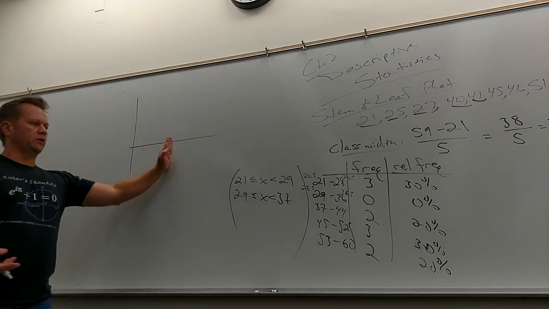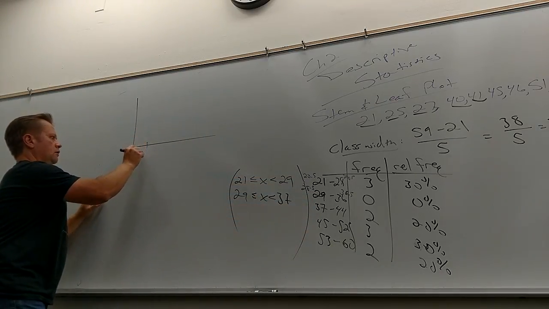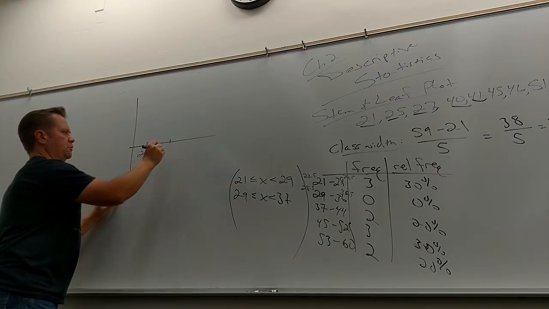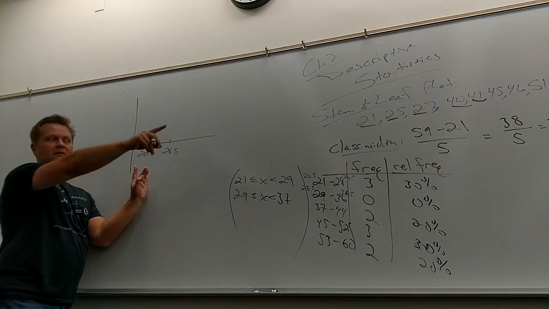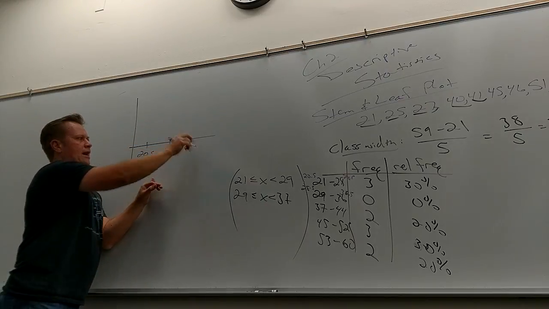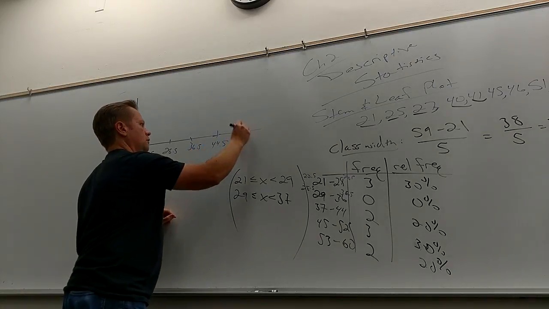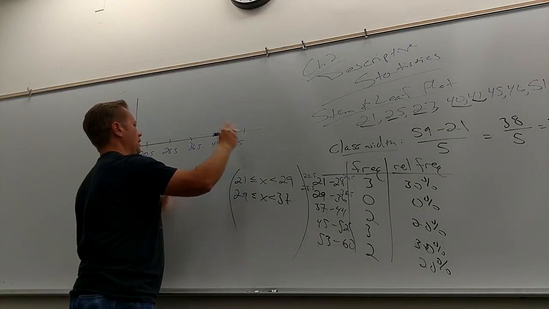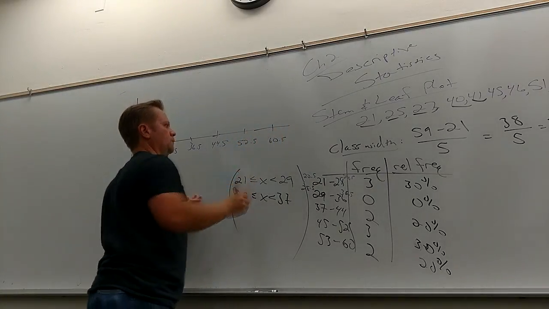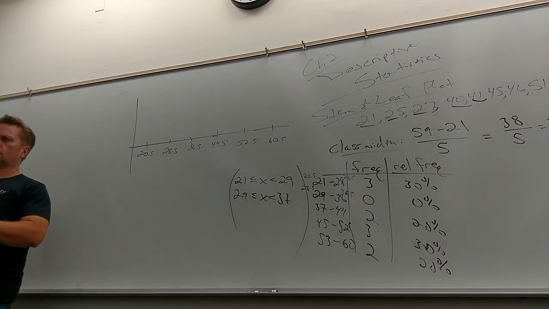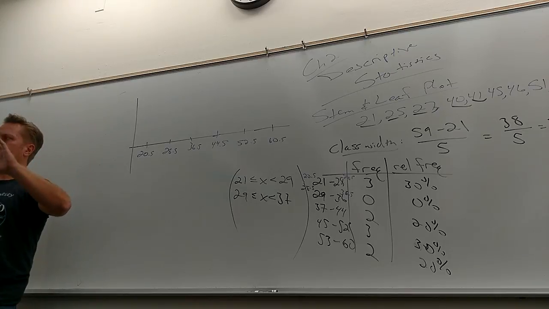This one would be 21, 29, 37. This way, it's going to be 20.5, 28.5. And then you go, what was the width again? 8. So add 8, add 8. So that's not too bad, right? Did I add 8? Yes, I did. And then 60.5. So that's that scale. This is truly numerical, so this is a histogram, not a bar graph.